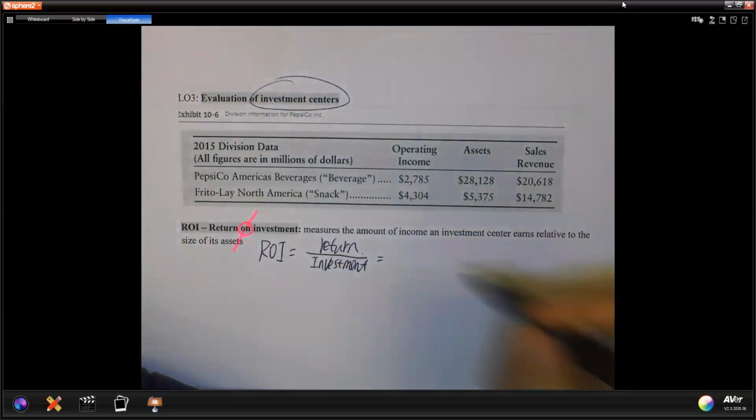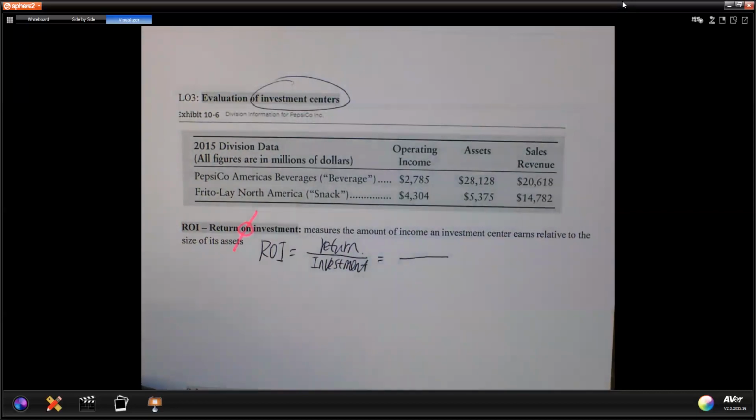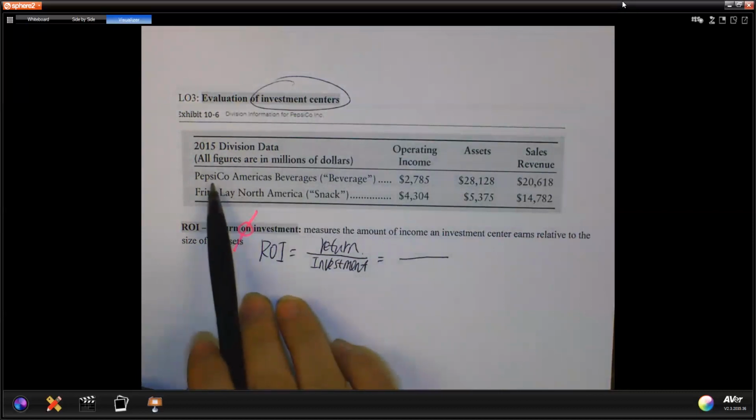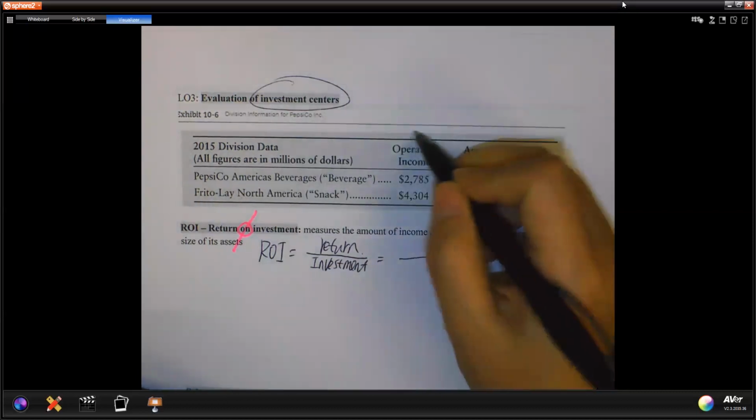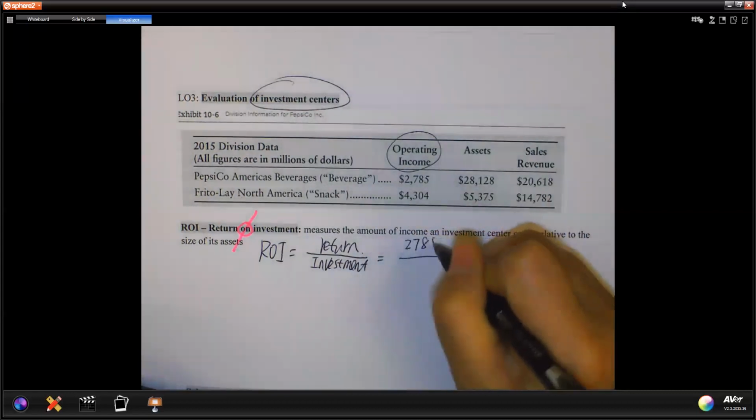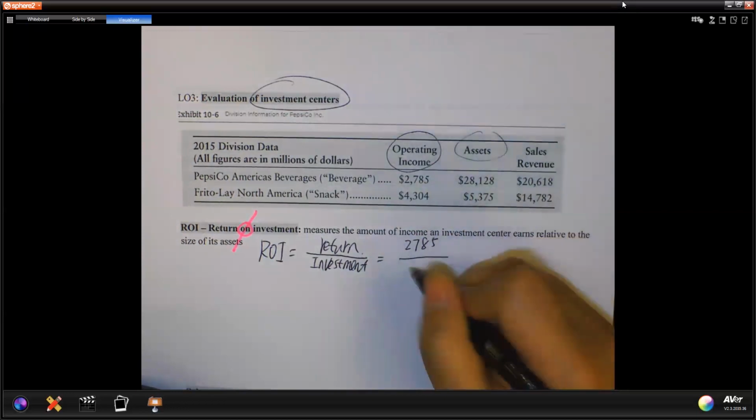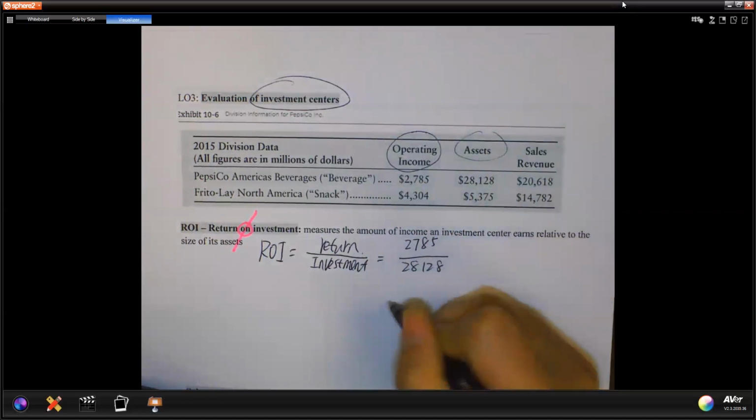Let's get the numbers since we are already putting them there. ROI, let's say for the first one, return is your income. So it will be 2785. Investment will be my total assets, 28,128.